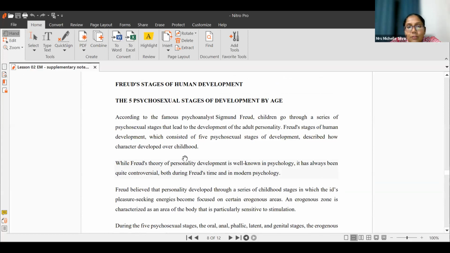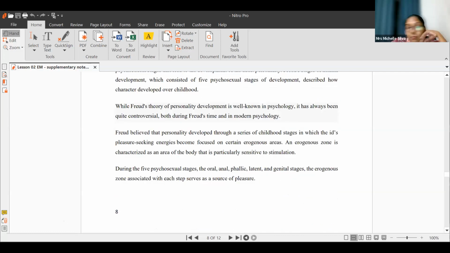So if we are seeking a child with a very good personality, the child has to go through a series of psychosexual stages that lead to the development of the adult personality. Therefore, Sigmund Freud suggested these stages of human development. It consists of 5 stages, and it is a very famous theory which is applicable in today's world as well.